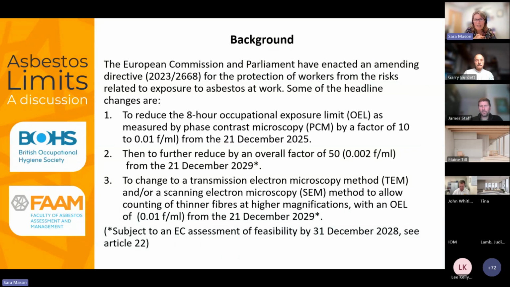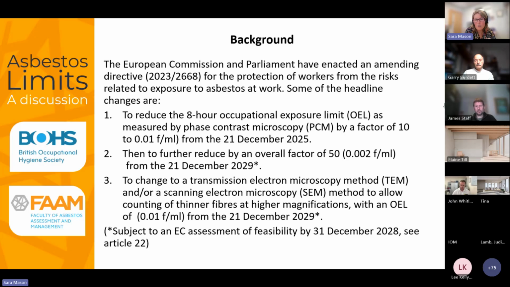So just a bit of background, and again, Gary will go over some of this, but just unpacking what the changes to the directive could actually mean for the EU, for all those countries that are going to have to absorb this. The aim is to reduce the 8-hour occupational exposure limit as measured by PCM by a factor of 10 to 0.01. And as I said, this is by December 2025. Then there's going to be a further reduction in the overall factor, to 50 to 0.002. So some very small numbers there by 2029.